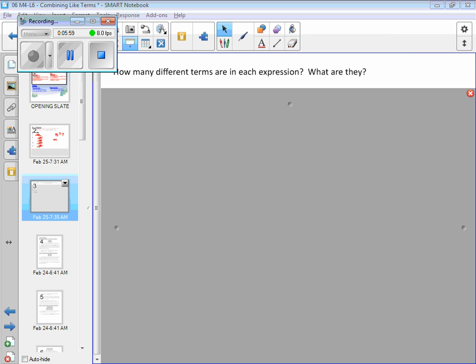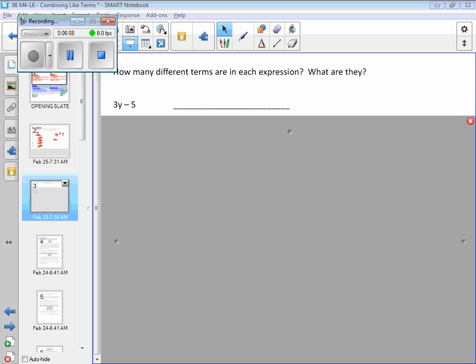When I drop the sheet down, write down the expression, and then we'll do the first one together. And let me see that tool. It's not as big as the other one. 3y minus 5. Just write that expression down first. So I'll ask you, how many terms do you say?